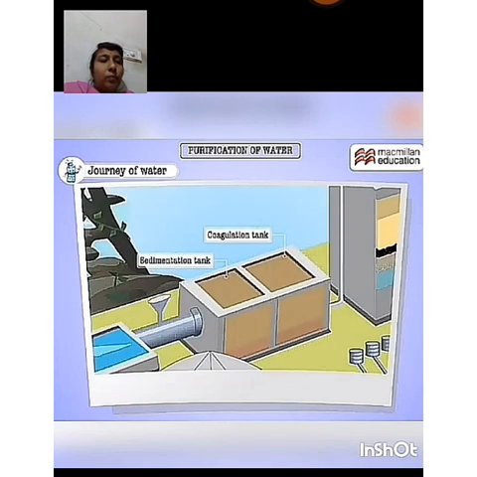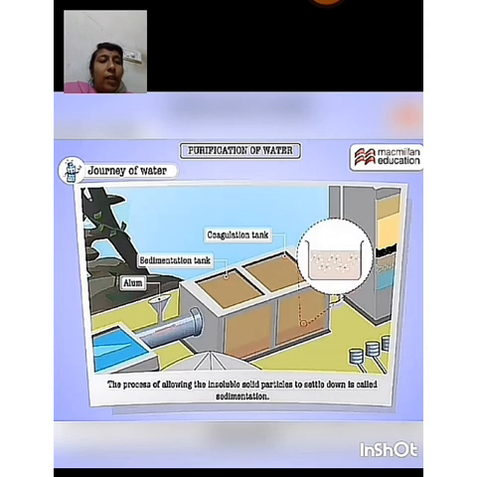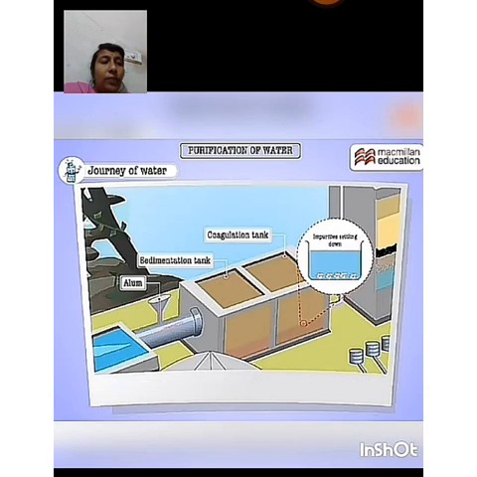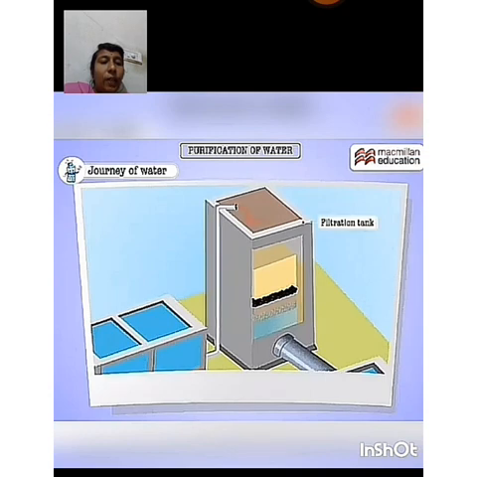So, large water treatment plant for purification. In the first stage of water purification, water is pumped and stored in the large sedimentation tank. Alum is commonly used as a coagulant which forces tiny particles of dirt to stick together and settle down.